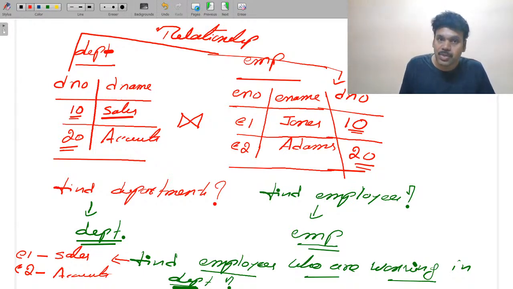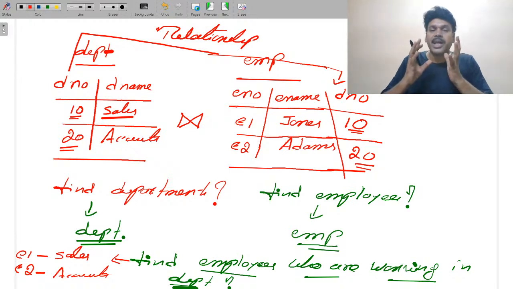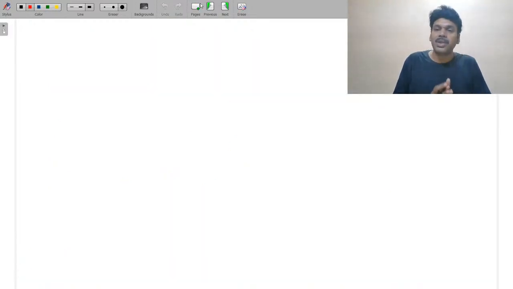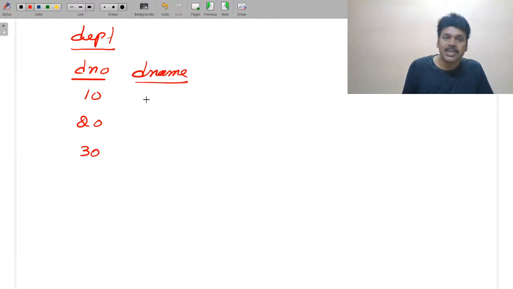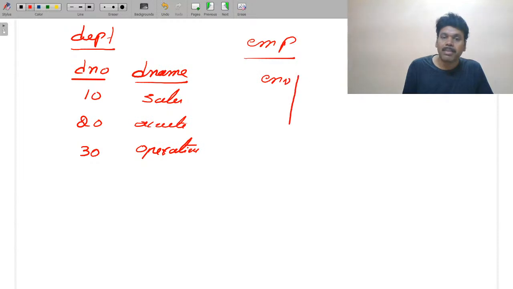Even in a relationship, we want to identify how many times an employee will come and how many times a department will come. That how-many-times is the concept of cardinality. For example, there is a department instance which consists of department numbers 10, 20 and 30. The department names are sales, accounts and operations. 3 departments we are maintaining. And I am taking here the employee instance, that is employee number and employee name. Now we have E1, E2, X and Y.